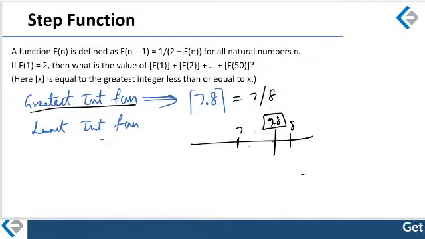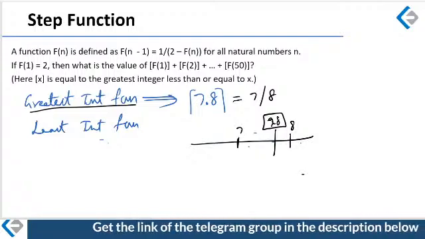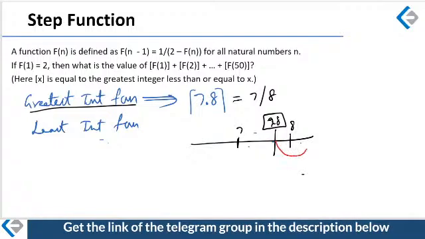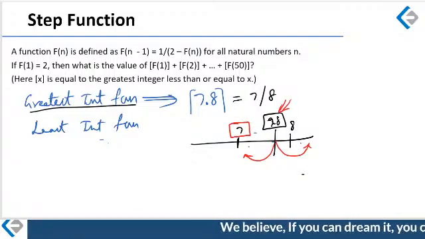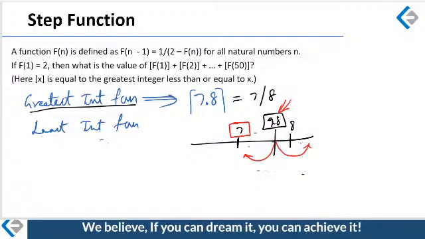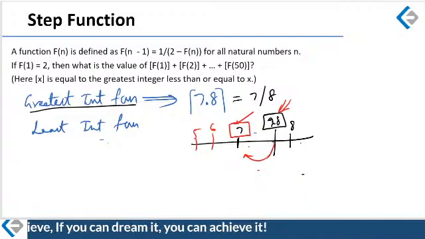Now listen to this. Nobody will be able to tell the greatest integer on this side of the number. On this side, will I be able to tell the greatest integer? Yes. The greatest integer you encountered before you encountered 7.8 is 7. You encountered 5, you encountered 6, and the greatest integer you encountered is 7. Therefore, whenever they say greatest integer, you've got to look a little backward on the number line.